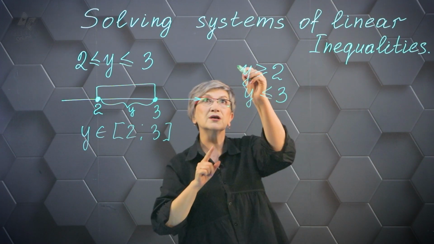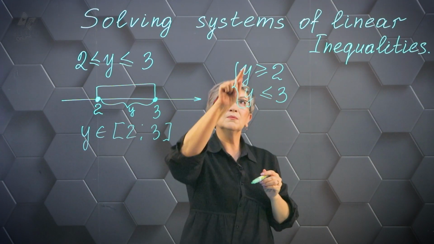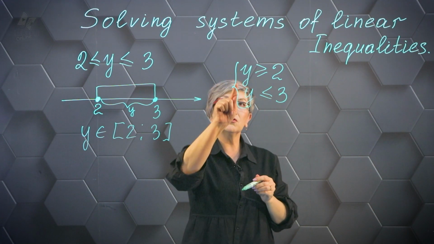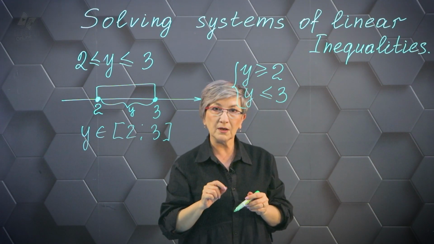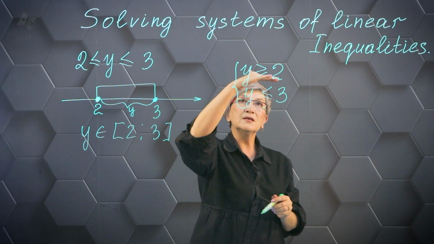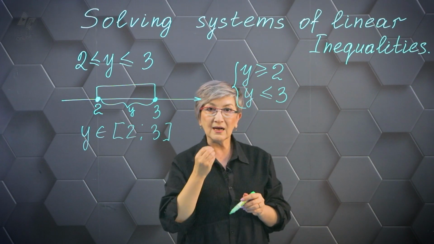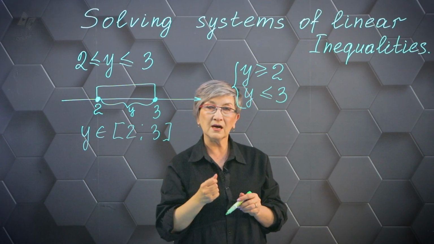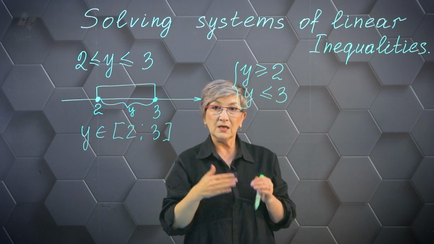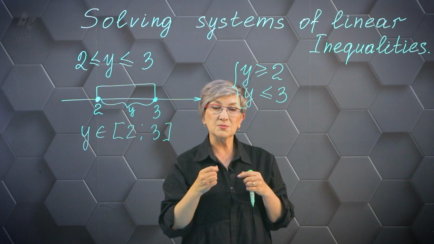This double inequality can also be written individually. However, in this case, we merge these two inequalities using a curly brace. If you see a notation that includes inequalities and a curly brace, then such a collection of inequalities is called a system of linear inequalities. In order to resolve this system, we will utilize the coordinate line.